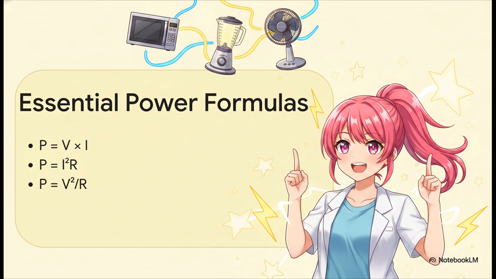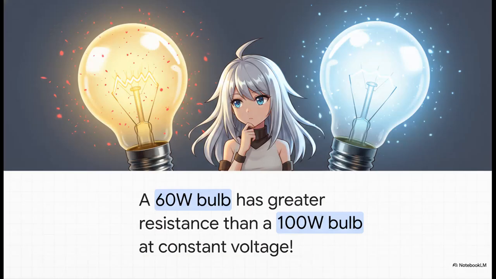The foundational one is P equals V times I. Power is voltage times current. But if you mix Ohm's law in there, you can also use P equals I squared times R or P equals V squared divided by R. Let's test this out with a classic trick question.